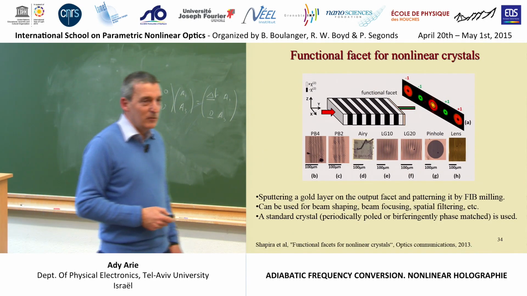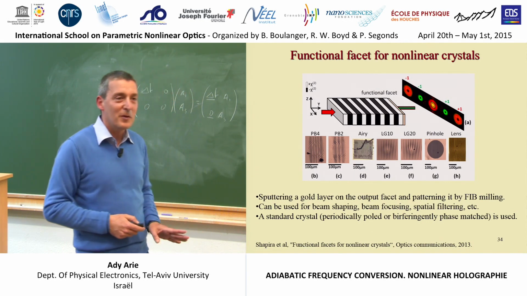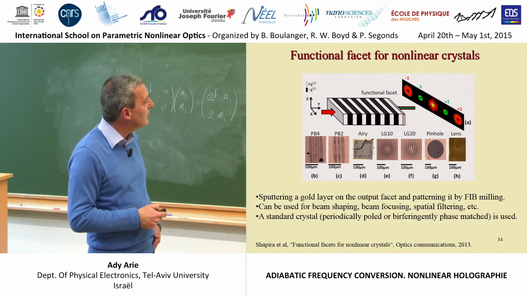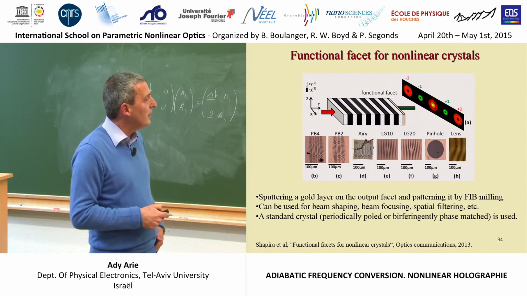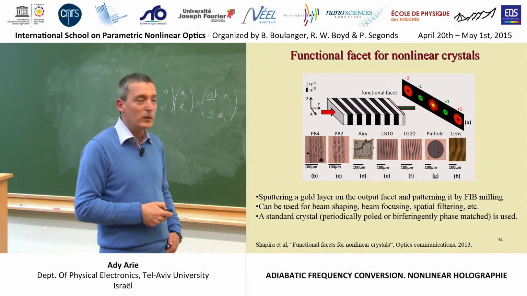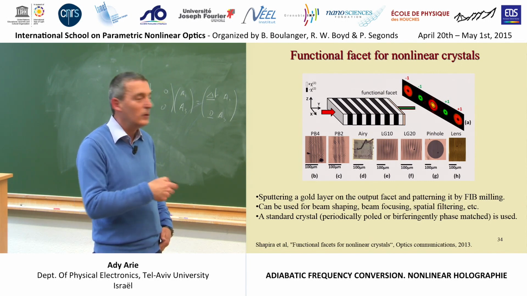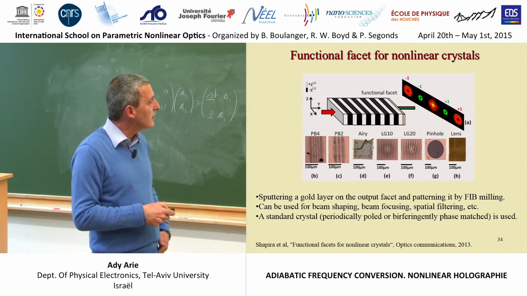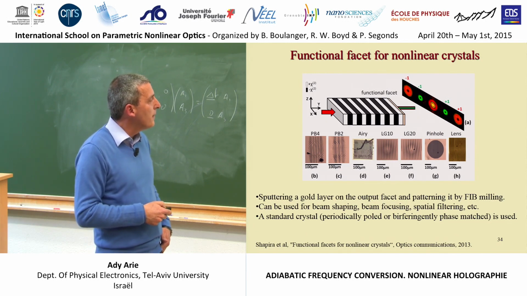Now, there are some alternatives. I'll just mention them. Let's say you don't want to do nonlinear optics. This is trivial, but still, I think I should mention it. There is another possibility. Let's just take a periodically poled crystal, or it can even be a birefringently poled crystal, and then take the facet, and we can functionalize it. We can put some metal or some mask, and we can write with focused ion beam. And these are some examples of things that we can do. We can generate vortex beams, lenses, pinholes, and so on.